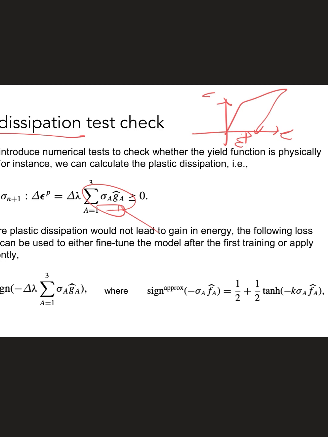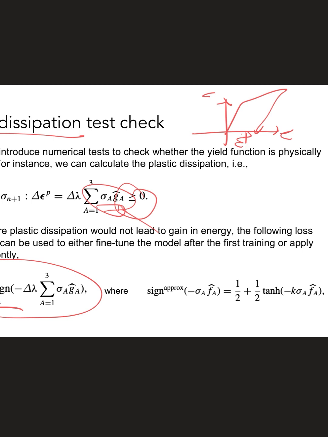Okay, so you may actually create something that violates the Pascal dissipation, meaning that you may actually gain energy by having plasticity, which physically makes no sense. Okay, so one easy way of doing it is to add a little bit of penalty term after you train it and do the retraining.